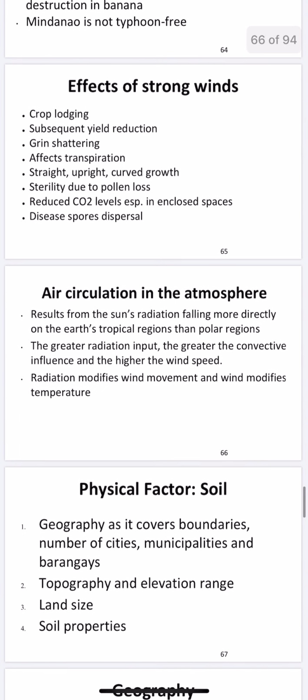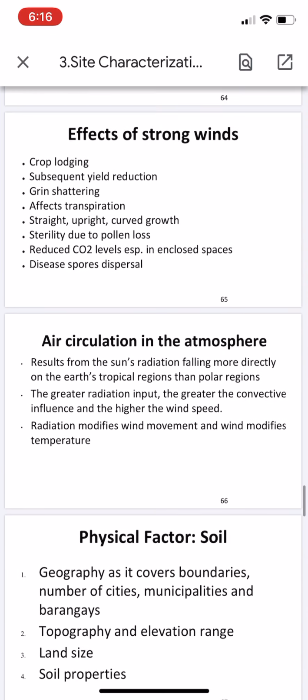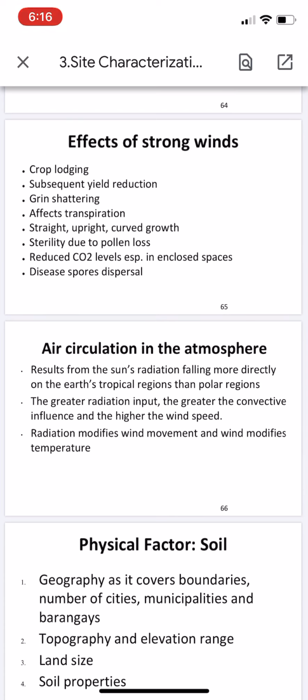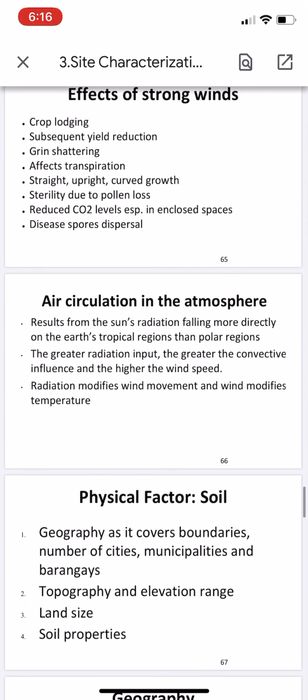Now, what are the effects of strong winds? This can cause crop lodging, subsequently yield reduction, grain shattering, affects transpiration as well, and straight upright curve growth to plants. It can also cause sterility due to pollen loss and reduce carbon dioxide levels, especially in enclosed spaces. And disease spore dispersal is faster with stronger winds.